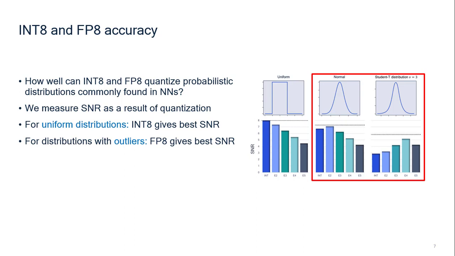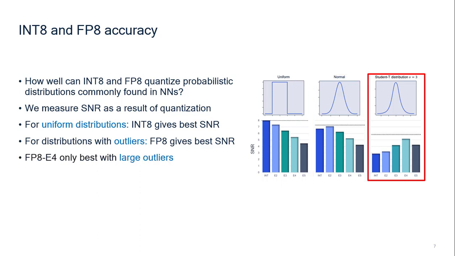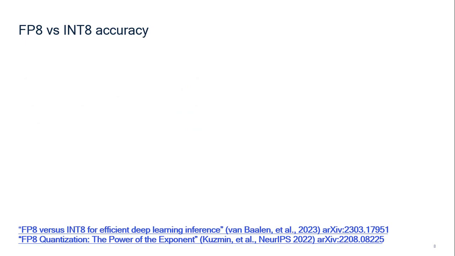So here we see a normal distribution and a student t distribution. However, FP8 with 4 exponent bits only performs best on a student t distribution with very large outliers, whereas a normal distribution is quantized best with an FP8 format with 2 exponent bits. And these results are in line with what we saw before. The bigger the outliers, the more exponent bits we need.